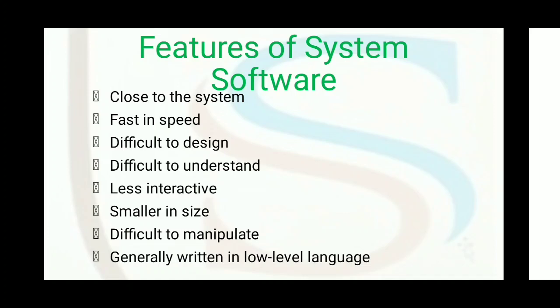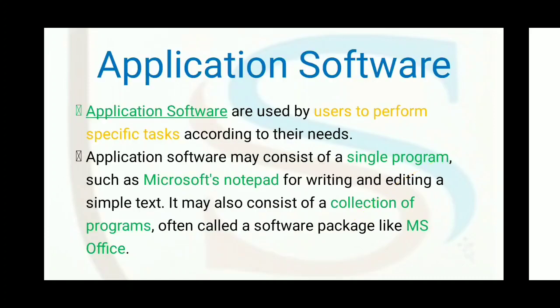This is a software which is designed by a person who is specialized in this particular area. Next comes the second type of software, which is the application software. Application softwares are used by the users to perform specific tasks according to their needs. Whatever will be our need, according to that we'll be opening the application software.